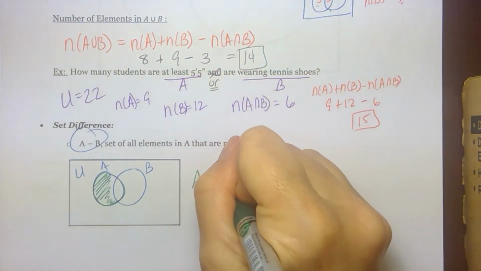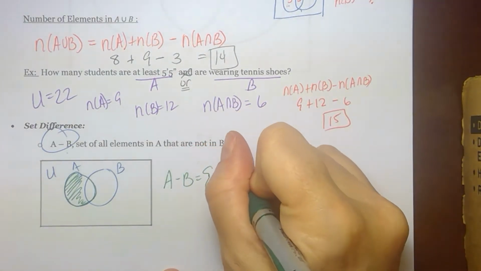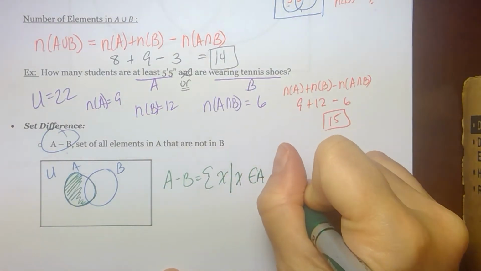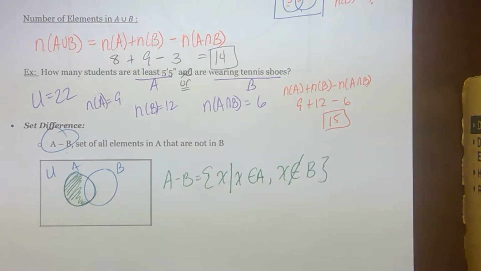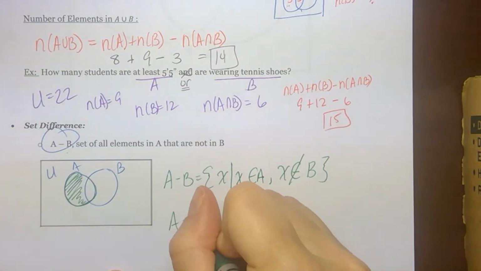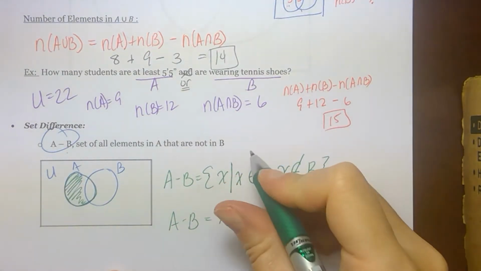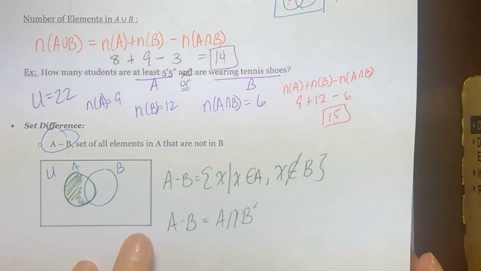So in set builder notation, A minus B is the set of all elements X such that X is an element of A, and at the same time, X is not an element of B. X is in A, not in B. Another way to look at A minus B is to think of it as A intersected with not B: A intersects the complement of B. All right, next page.